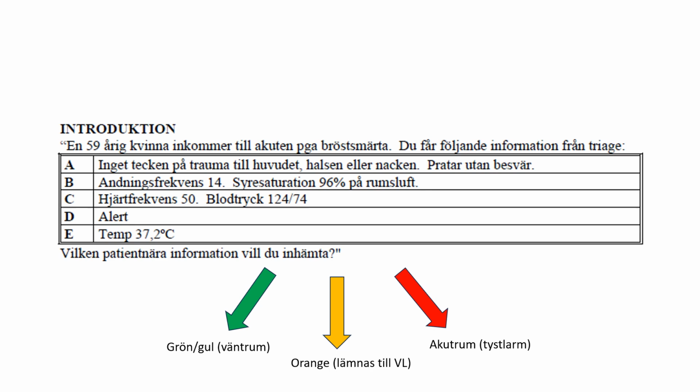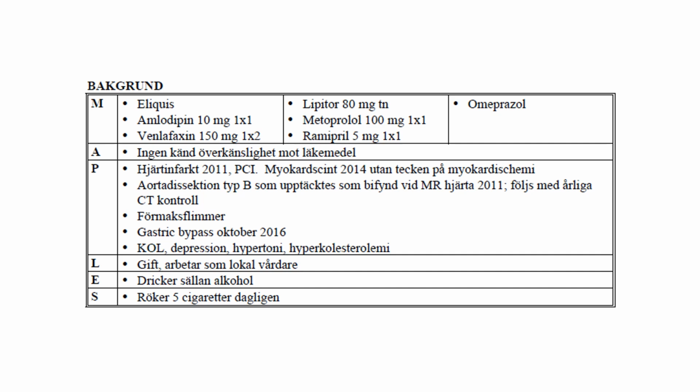Okay, so this patient doesn't look too sick, but a 59-year-old with chest pain is always something, and they have a bit of a low heart rate, but otherwise it looks okay. Wondering whether we need some more information. We do what we call a MABLES: medicines, allergies, previously, leisure like social and ethanol and all the drugs, and then smoking.